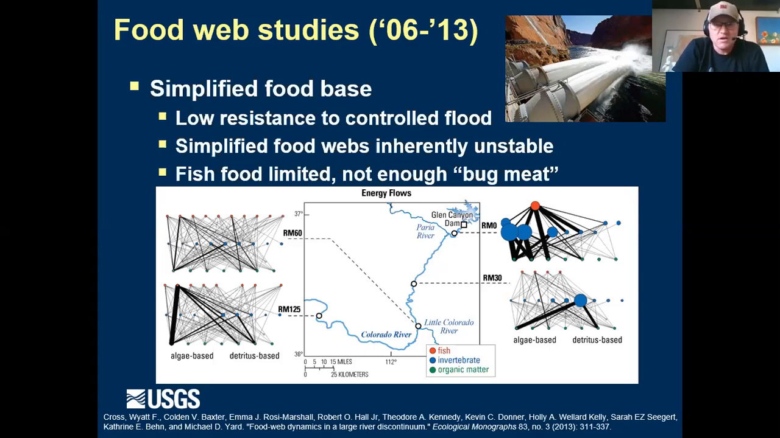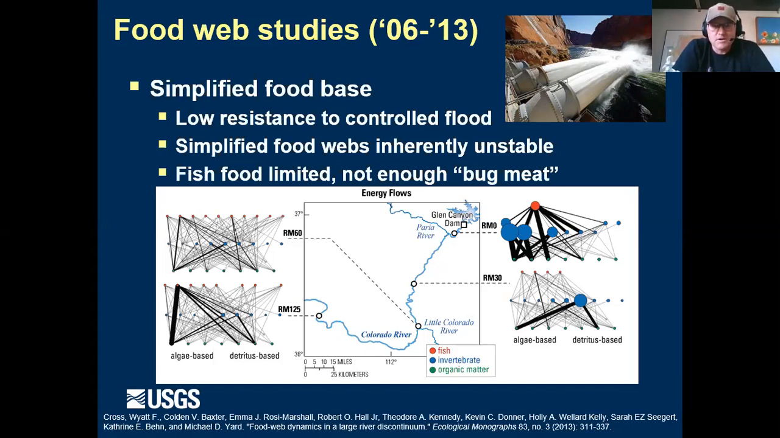Working with a team of collaborators, we did these food web studies for a number of years. And we were able to do this study before and then after the 2008 flood. That was the last springtime HFE that we had. What we found was these food webs had low resistance to the controlled flood, so they changed pretty dramatically. We think that was in part because they were simplified. Especially the invertebrate assemblage was very simplified, and so that made the web inherently unstable.